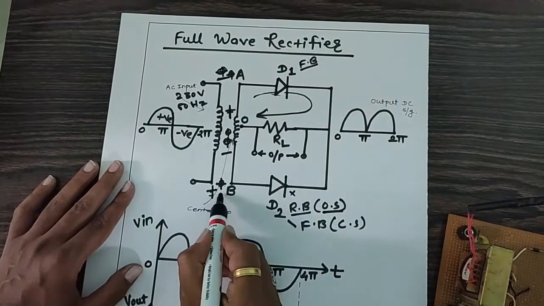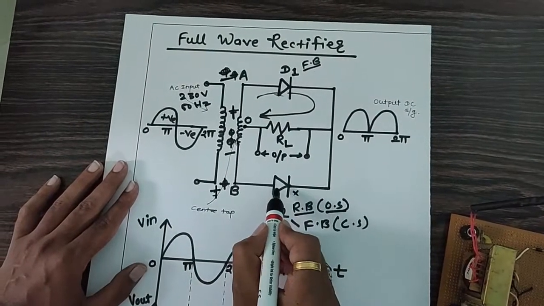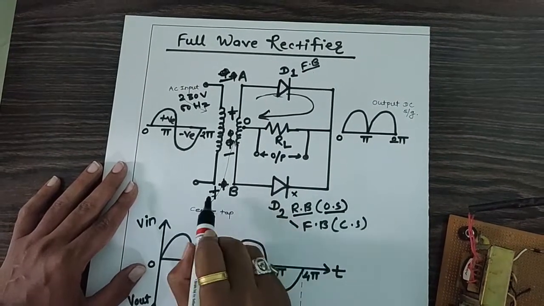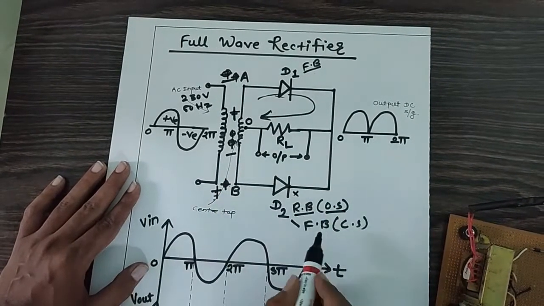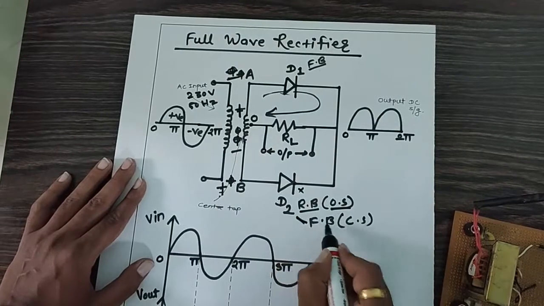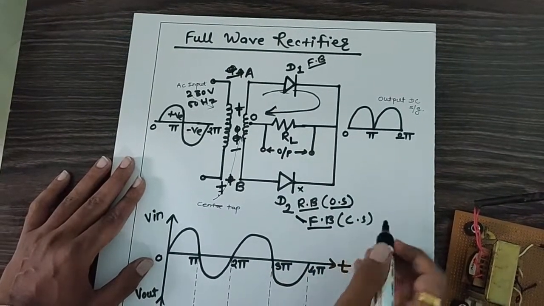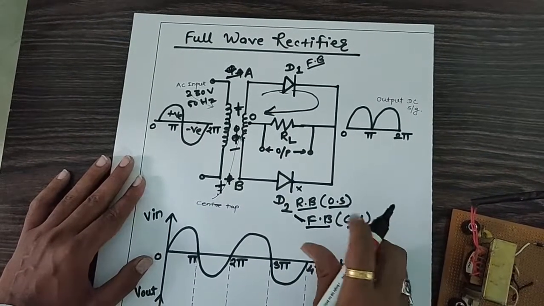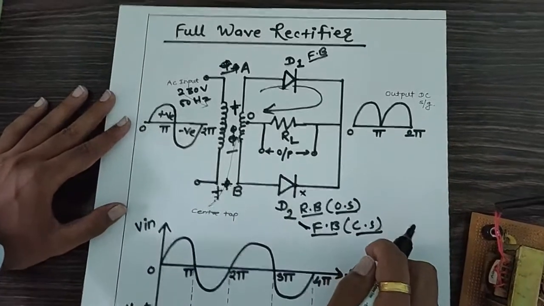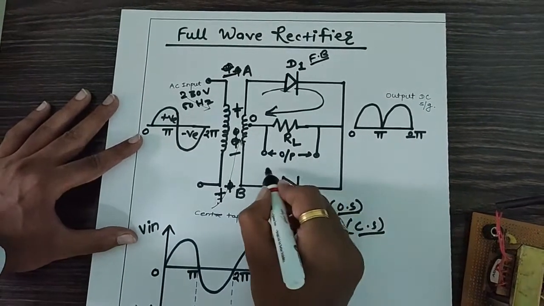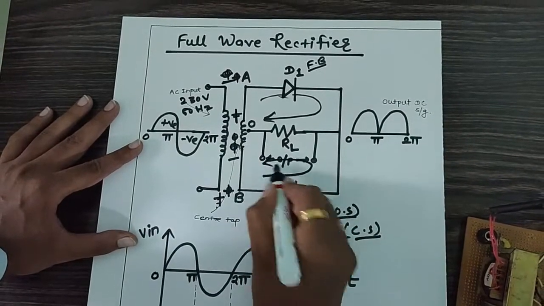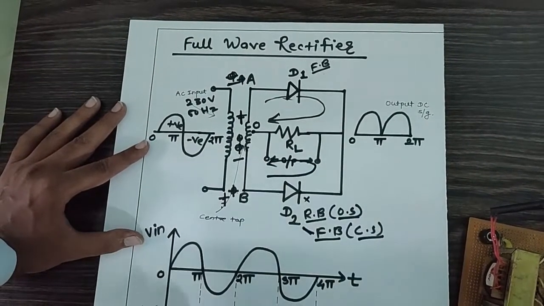As your B is positive, the anode of diode D2 is connected with positive and its cathode is connected with negative. That indicates your diode D2 will be in forward bias condition and it will act as a closed switch. When the diode acts as a closed switch, then current will flow through diode D2 and through the load resistor like this.